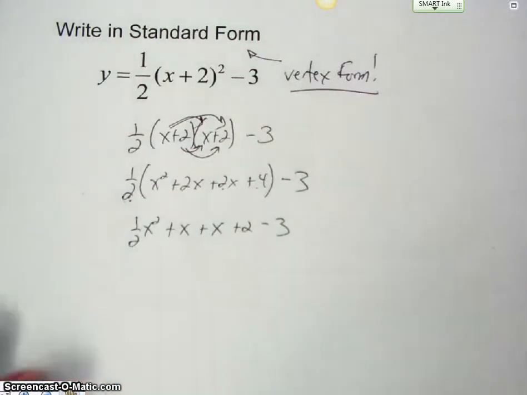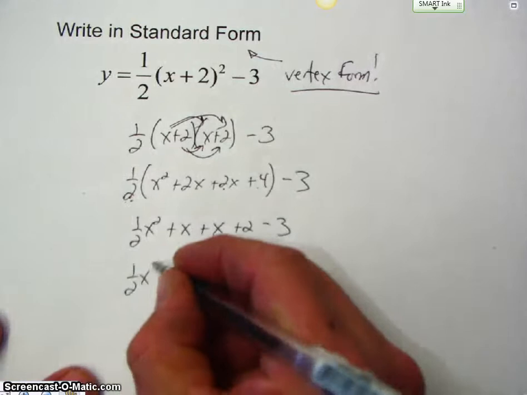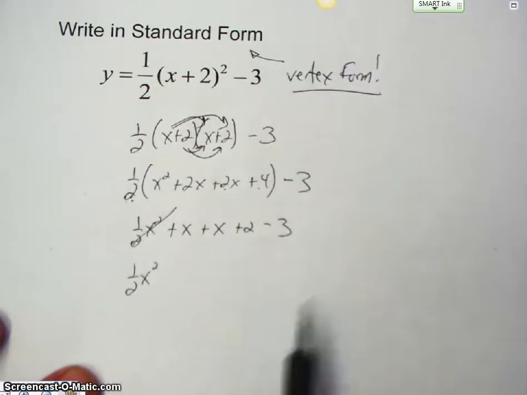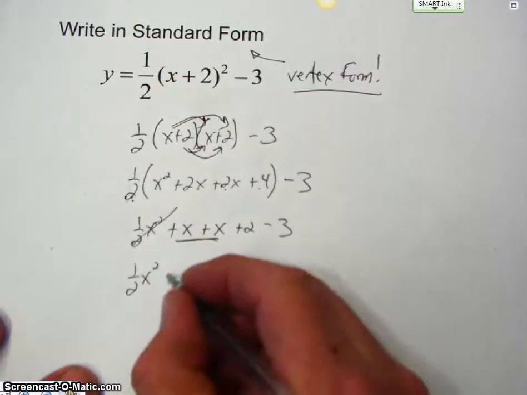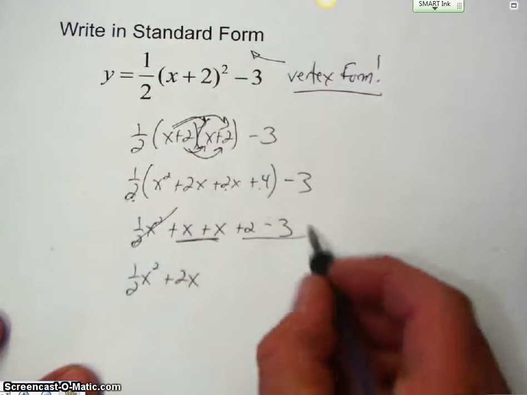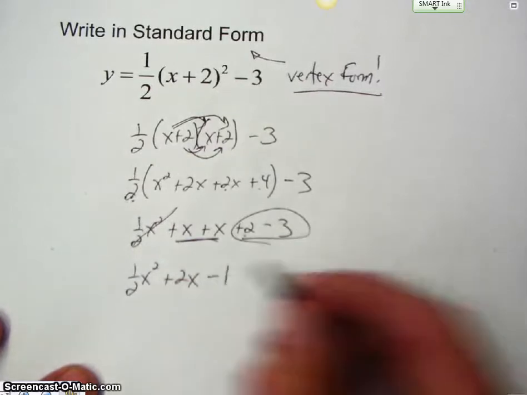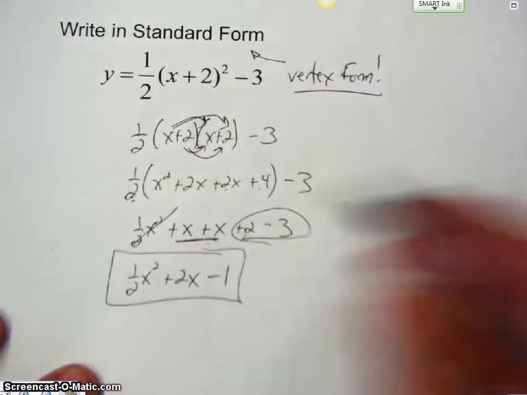And the last step is combine like terms. So the first term we keep the same. There's no other x squared. These two are like terms, so there's 2 of them. And these are like terms. So positive 2 and negative 3 is a negative 1. And here I go, I got standard form.